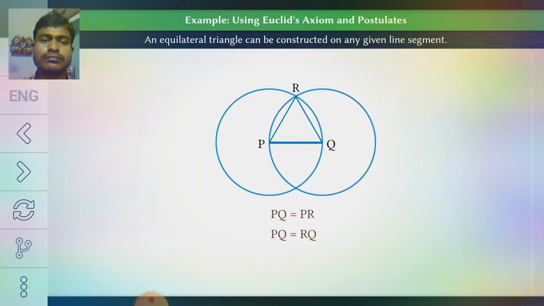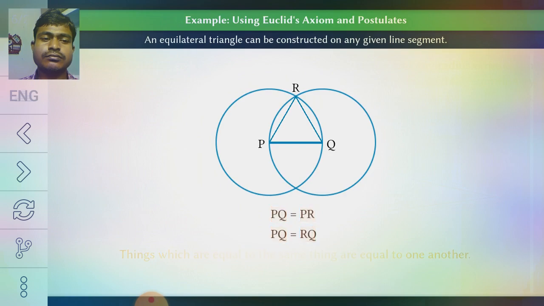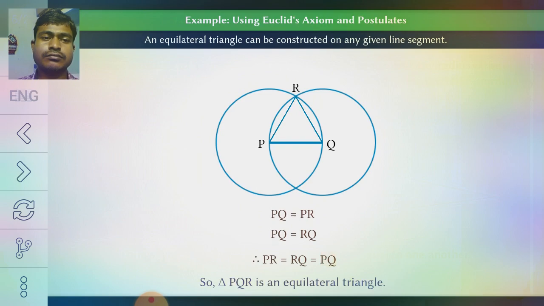One of Euclid's axioms states that things which are equal to the same thing are equal to one another. Here, PR and RQ are equal to the same thing, that is, PQ. Therefore, PR is equal to RQ is equal to PQ. So, triangle PQR is an equilateral triangle.